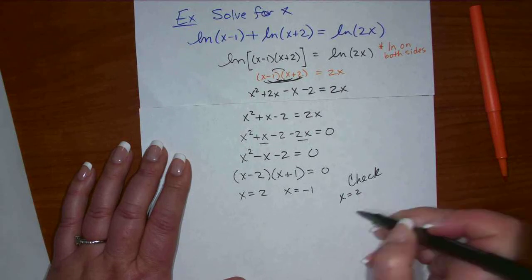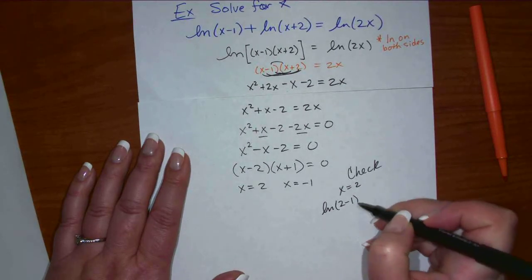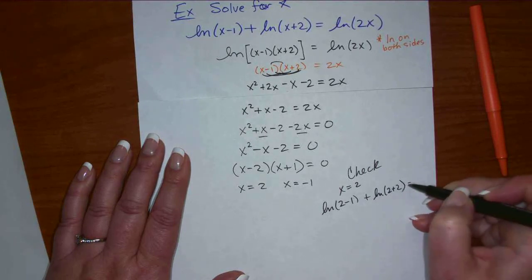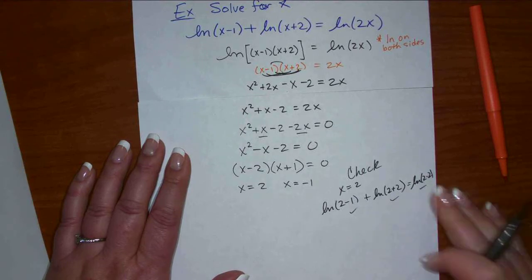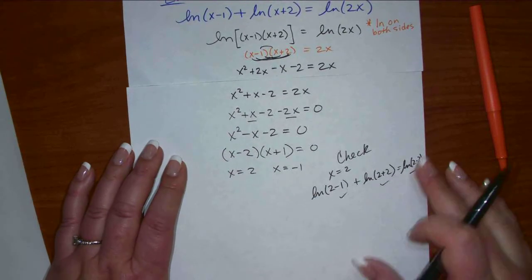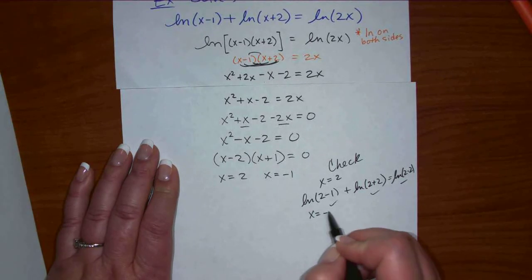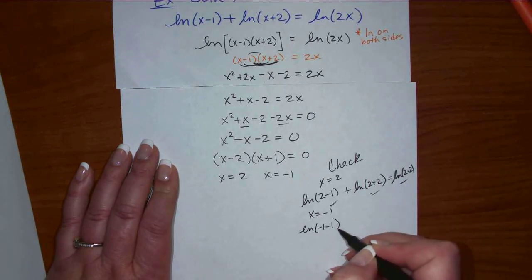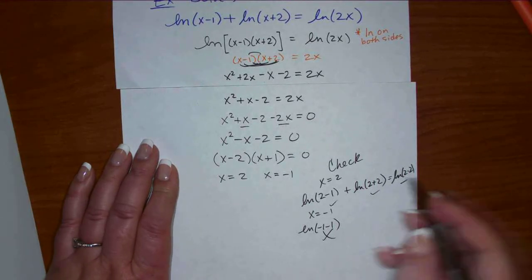So x is 2. The first ln was that. Okay. And the rest are going to work. 2 plus 2. And 2 times 2. They're all positive, so that one's okay. The other, minus 1. So ln of minus 1 minus 1. No, and I don't need to check anything else. If it doesn't work in part of it, then it's not the solution. So that is not the solution.